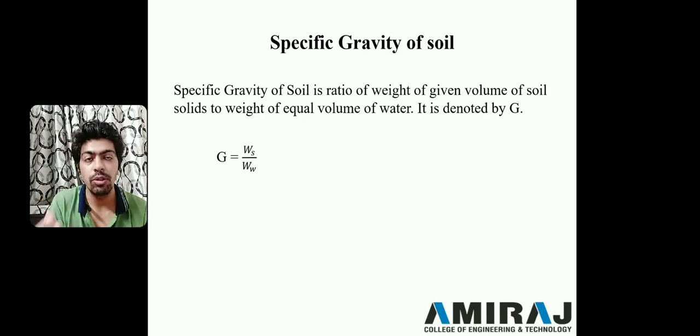Now soil masses have different specific gravity. It ranges from 2.60 to 2.7. Some soils have a value around 2.20, 2.30, but it depends upon the soil mass. What is the weight of soil mass divided by weight of water?